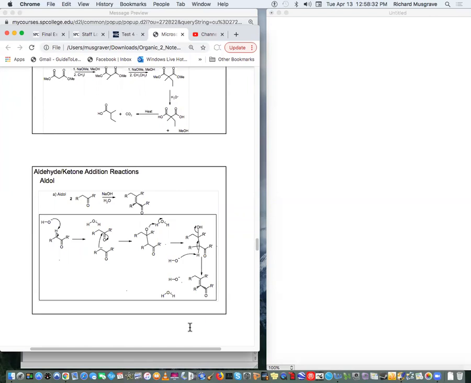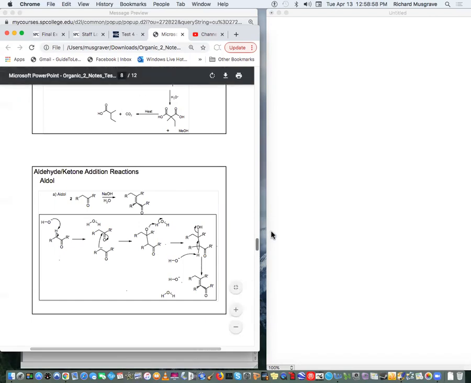Yeah, it's good. Okay. All right, let's talk now about the aldol reaction. Now, the aldol reaction is an important reaction because it allows for the joining of two carbon chains, and any reaction that allows for the joining of carbon chains is always going to be an important process.